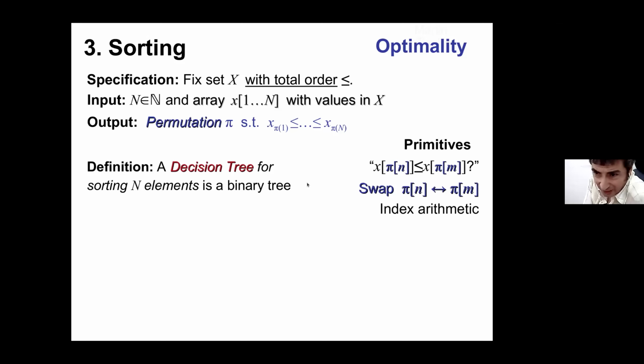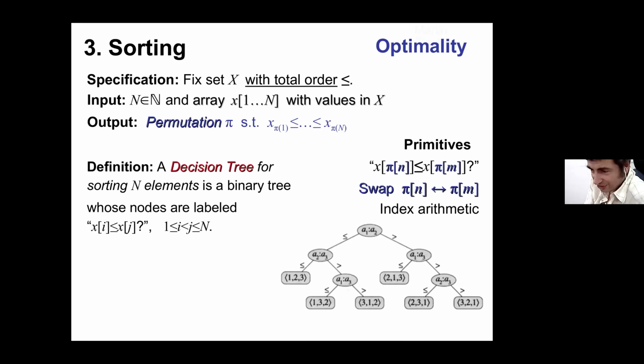So our goal is to prove that n log n is optimal, and we need something which is called a decision tree. A decision tree looks something like this. I have an array of elements which, in this drawing, are labeled as A_i.